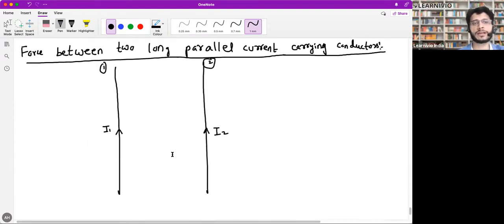So you have two conductors, with currents I1 and I2. The separation between the conductors is D. So we have two long conductors.